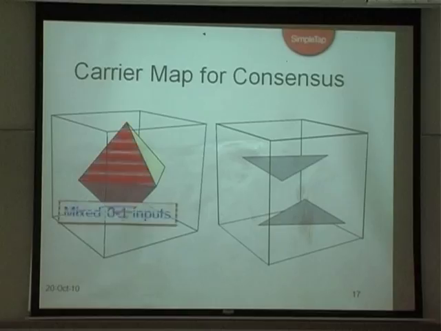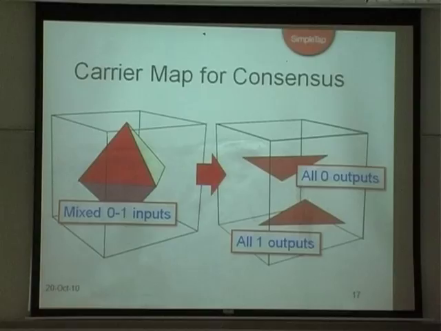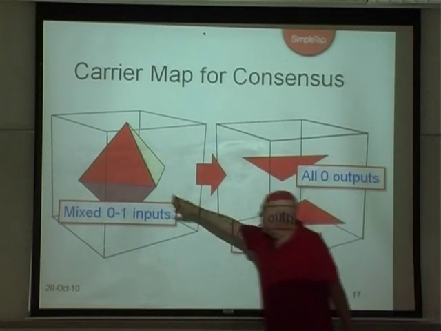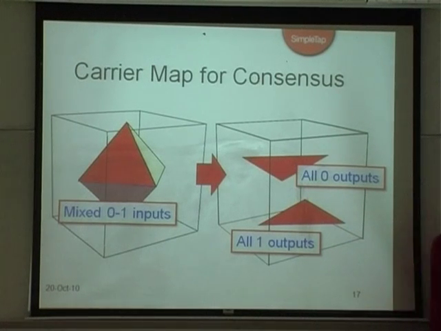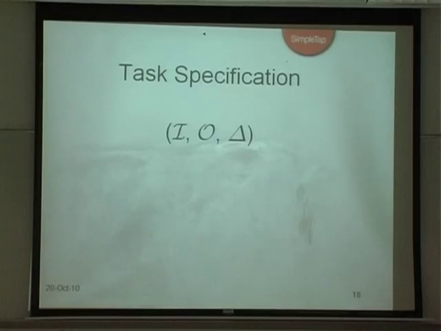Now, suppose we start out with mixed 0, 1 inputs. Where is it okay to end up? On either one, exactly. So this is why it's a carrier map and not a regular map, because it says that if we start out here, there are 2 possible places you can end up. So that's an example.